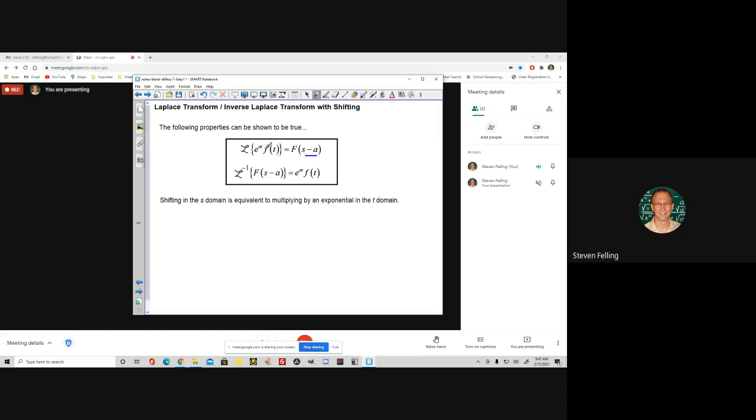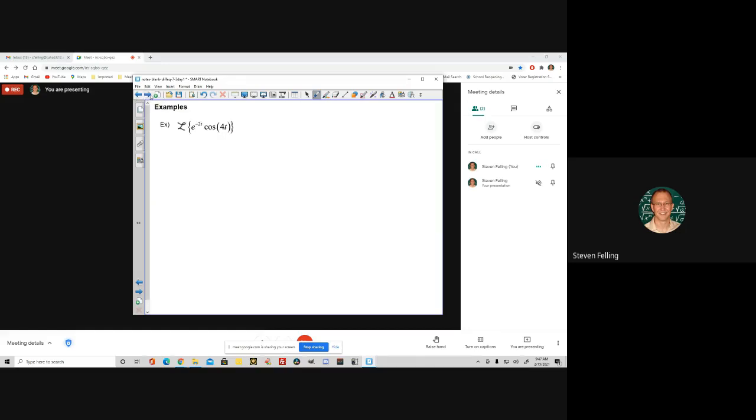And the reverse is true. If you take the inverse Laplace of the F shifted in s, you get the f of t, but multiplied by e to the at. So shifting in the s domain is equivalent to multiplying by e to the at in the t domain. Let's see how we would work with that.